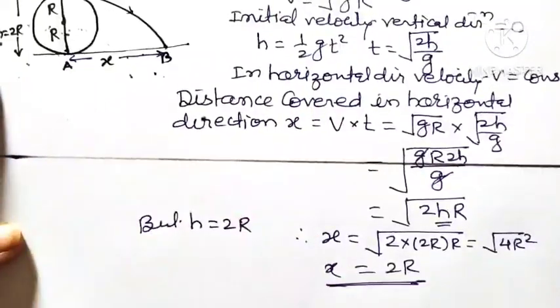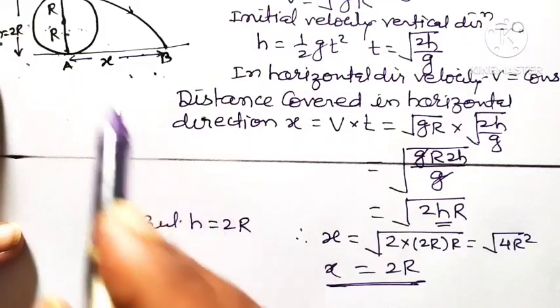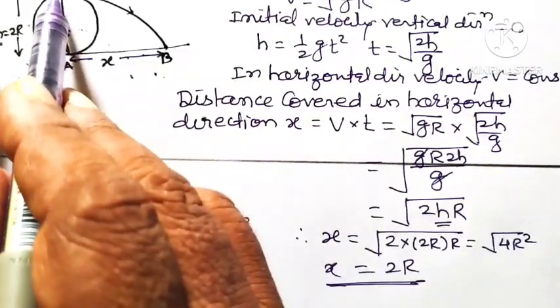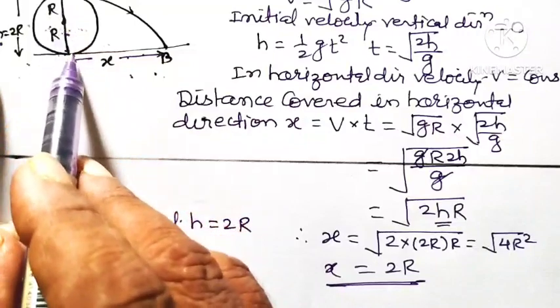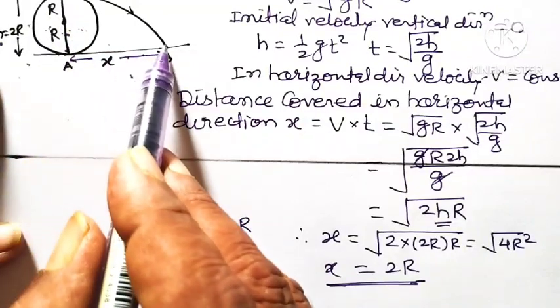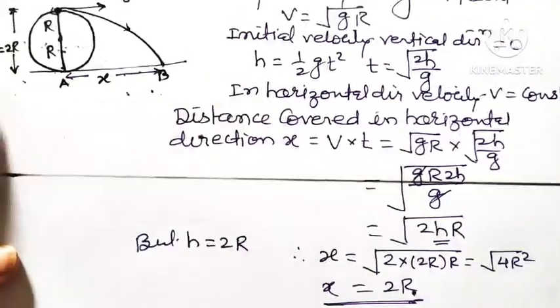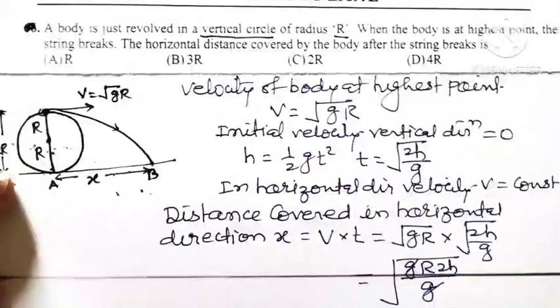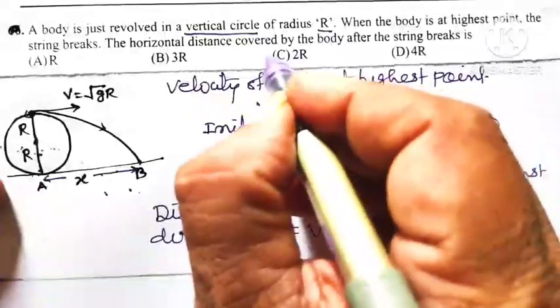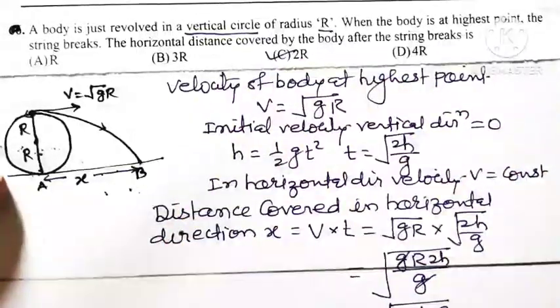There might be a numerical on this type of question. Always remember that whenever the string breaks when the body is at its maximum height, the horizontal distance covered by that body is always equal to 2 times the radius of that circular motion. Out of 4 options, which option is correct? Option C, that is 2r, is the correct option for this question.